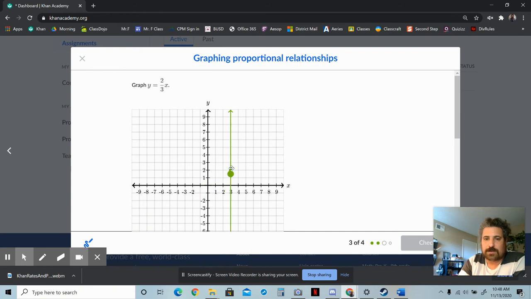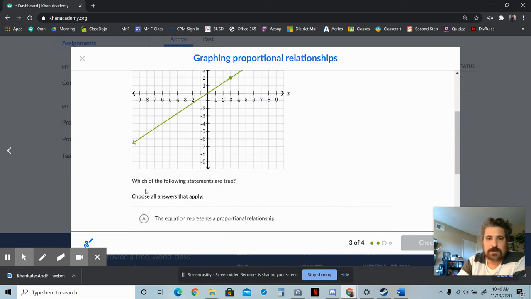So when x is 3, y is 2. So when x is 6, y would be double 2, which is 4. And that's going to be a straight line that goes through the origin. And that's the equation. That's the graph. So which of the following statements is true? Choose all the answers that apply.